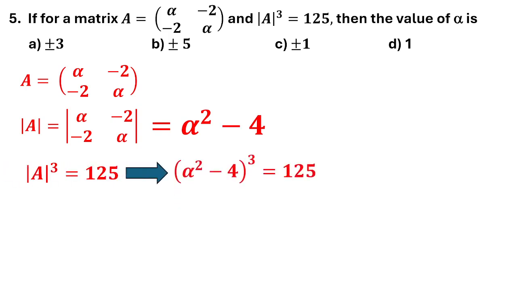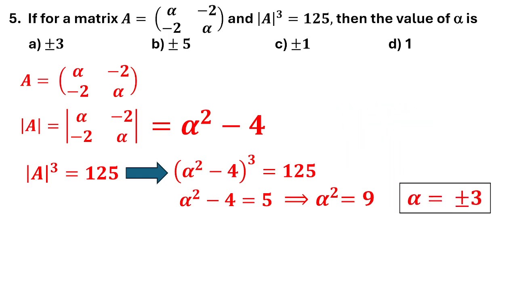Therefore, alpha square minus 4 the whole cube is 125. Alpha square minus 4 is 5. Therefore, alpha square is 9. Alpha is plus or minus 3. Now, in one where I have seen that it is determinant of A cube. I repeat once again, determinant of A cube is equal to 125. Keep it in mind, determinant of A cube and determinant A the whole cube are one and the same.